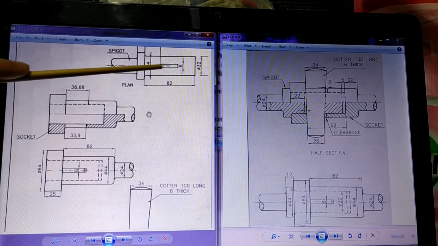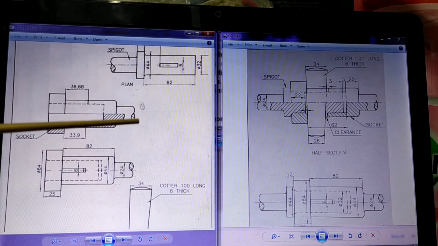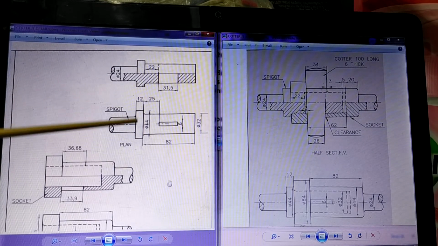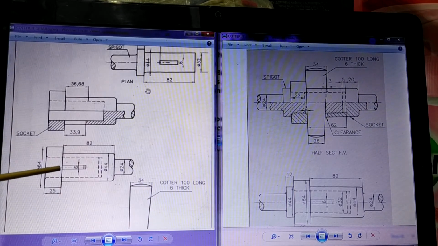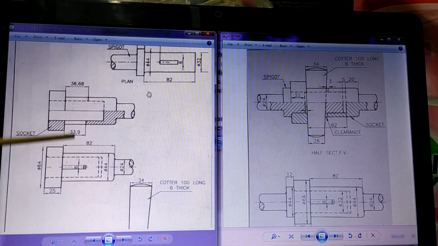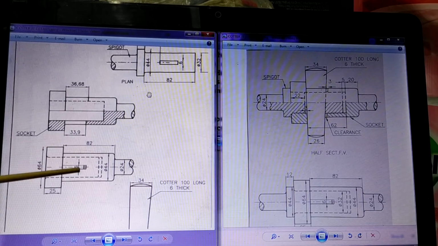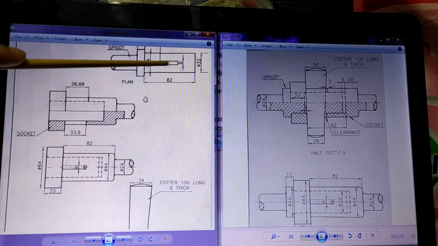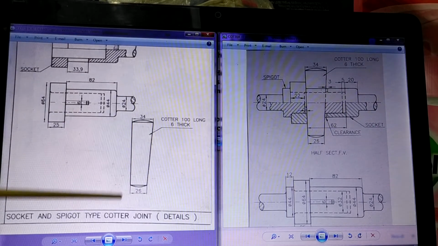So in this 32, this will go, and then there is a slot cut out here. So this slot is corresponding to this slot. So the dimension of this slot is given 31.5 by 6 mm. So same way here, slightly it is taper, so 36.68 here, 33.9 here, and the width is still the same 6 mm. So this spigot goes inside the socket, and then through this common slot, this quarter is fitted.